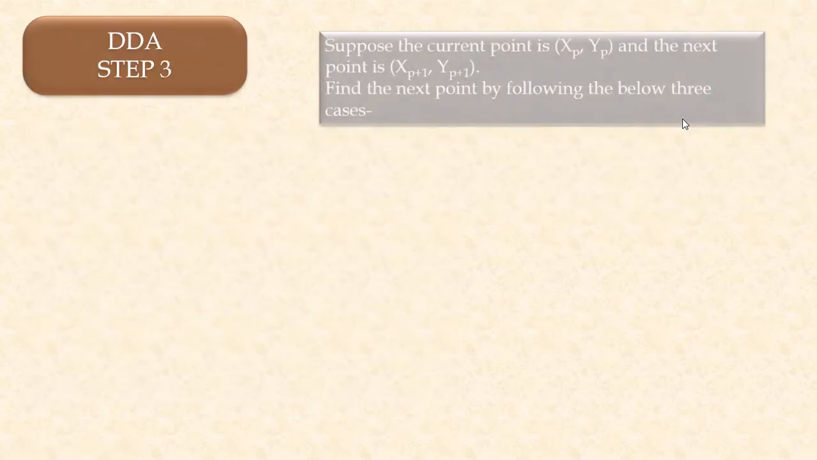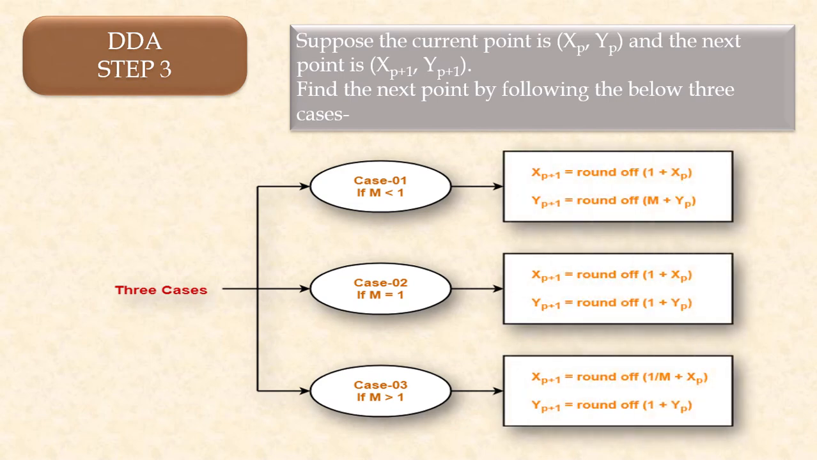Next, the DDA steps. As we are all aware, the current point is considered xp, yp, and the next point is xp plus 1, yp plus 1. This is not the ending point. This is the point coming next to the initial starting point of that line. On the basis of the slope of that line, we have 3 cases.